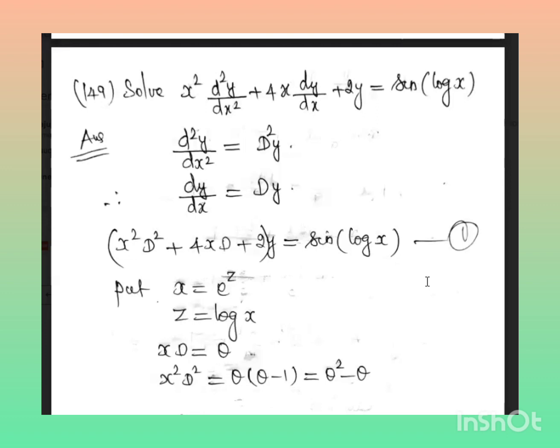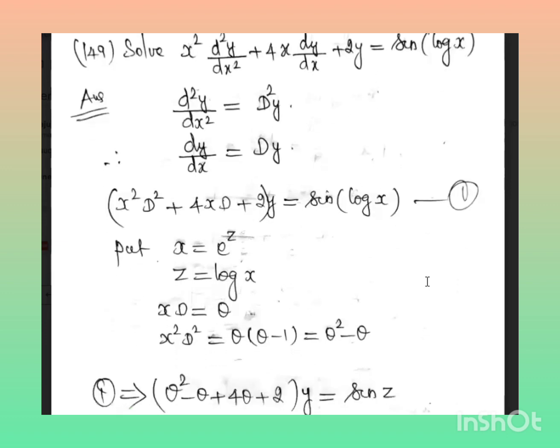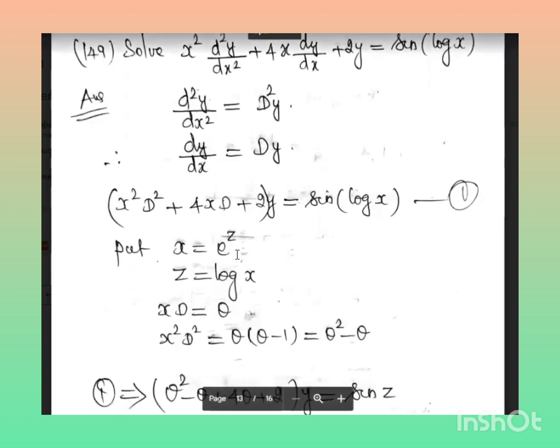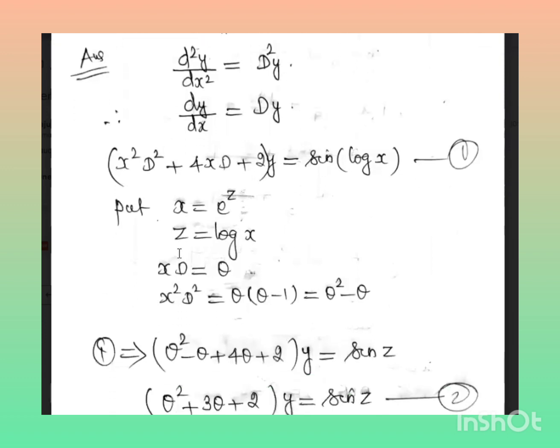Now we are going to use the points we already studied. By taking x is equal to e power z, z is equal to log x. X into D is equal to theta. X square into D square is equal to theta into theta minus 1, that can be written as theta square minus theta.